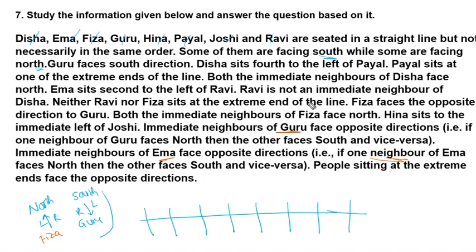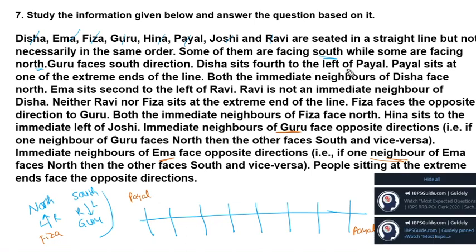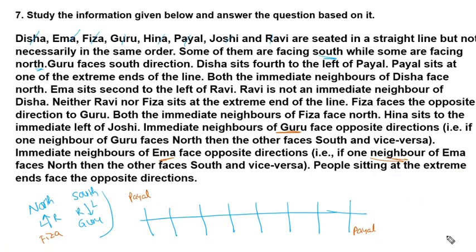So we already saw that we can start by using this particular point. What is that point? Pyle sits at one of the extreme ends. So Pyle can be at the left end or at the right end; we can't say definitely. Let's continue. Disha sits fourth left of Pyle. Pyle, 1 2 3 4. So who is present here? Disha. If this is towards left, it means Pyle should face south.